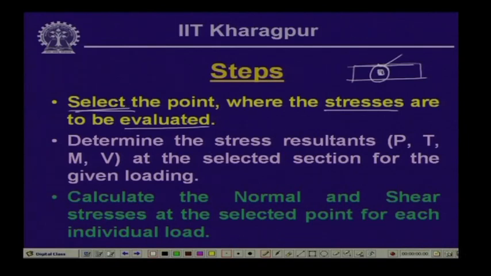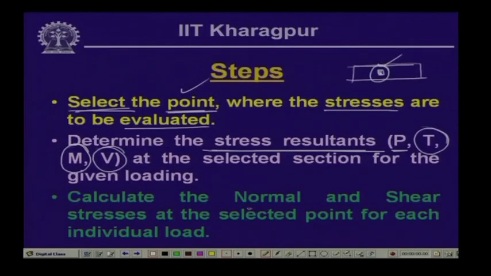Secondly, at the point which you select, you need to determine the stress resultants. What are the stress resultants? As we have seen, they are the axial force acting at the section where that point lies, the twisting moment at that section, the bending moment at that section, the shear force at that section, or, if it is a pressure vessel, the state of stress generated because of the internal pressure within the vessel. So, at that point we first find the stress resultants, and then for each individual stress resultant, its consequence on the stresses. We calculate the normal and shear stress contribution of each individual load, including the normal stresses generated in a pressure vessel.